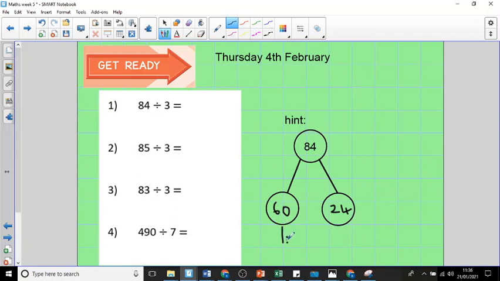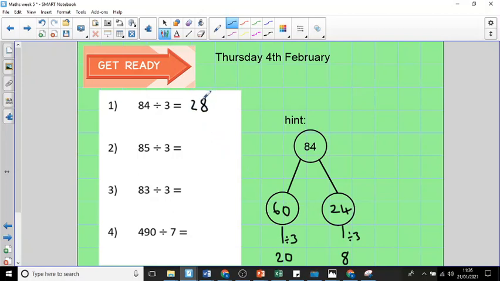If I then divide that by 3, I get 10. Oh no, sorry, I get 20 because 6 divided by 3 is 2. So 60 divided by 3 is 20. And then I know 24 is in the 3 times table. 24 divided by 3 is 8. So I get an answer of 28.